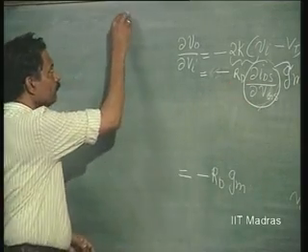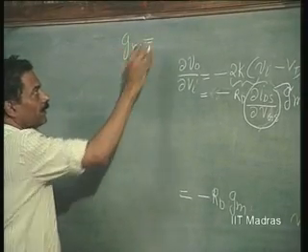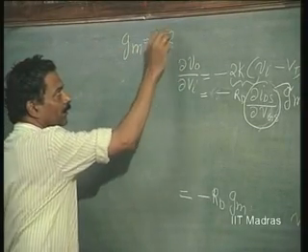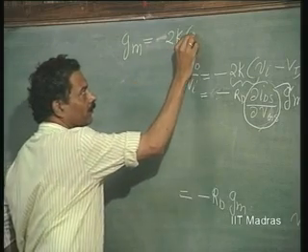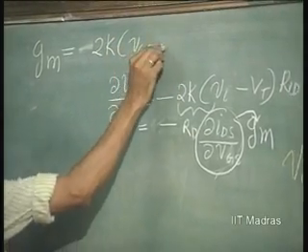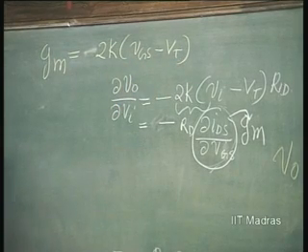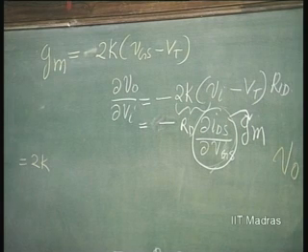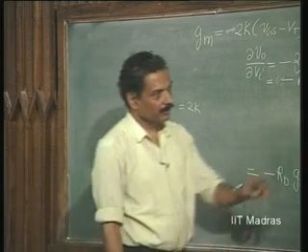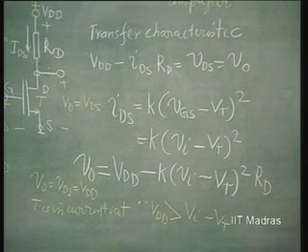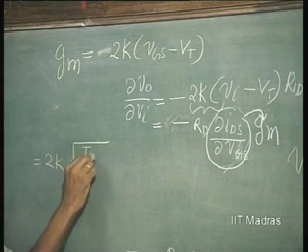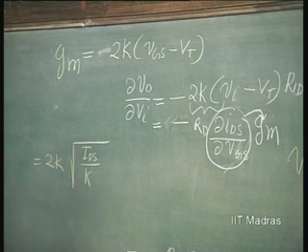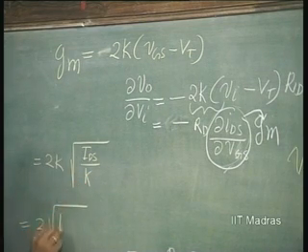So, the value of GM is nothing but 2K into (VGS minus VT). What is VGS minus VT? This can be written as 2K into the root of IDS divided by K. So, this is 2K into root of IDS by K. So, this is nothing but 2 root of K into root IDS.